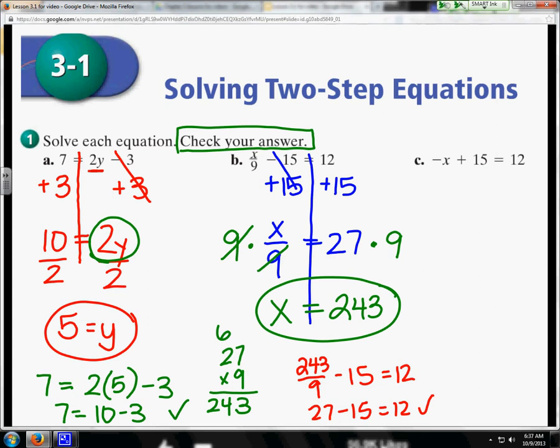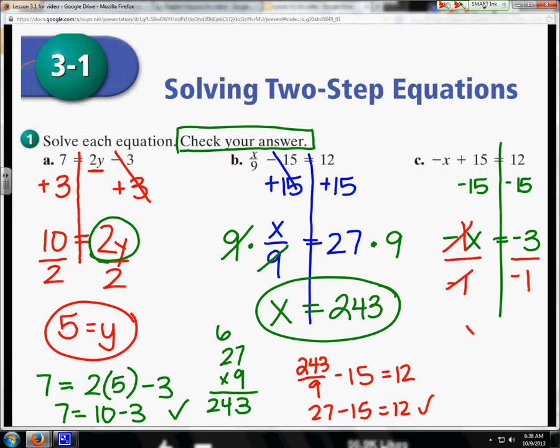This last one, I draw my line. I minus 15 from both sides. So then I get negative x equals negative 3. Now, the negative x, if you look at that, it is assumed to be a 1 in the front. So that is multiplication. So I'm going to divide both sides by negative 1.